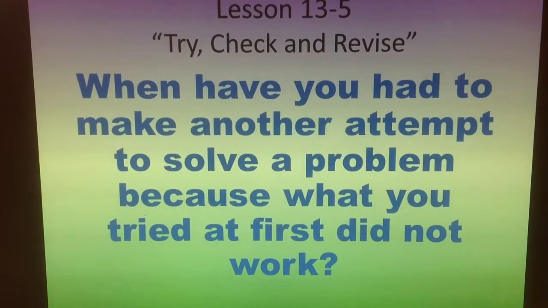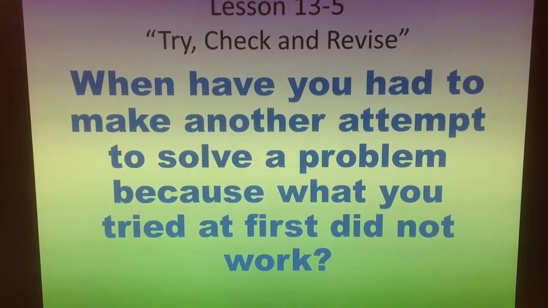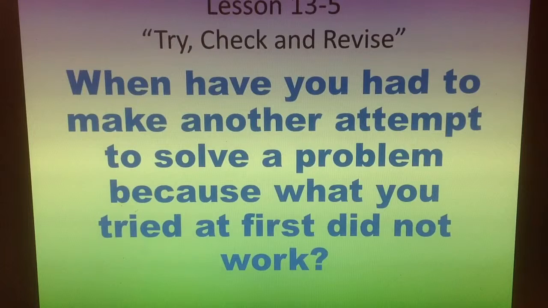When have you had to make another attempt to solve a problem because what you tried at first did not work? Students talked about other math problems involving a guess and check type strategy.